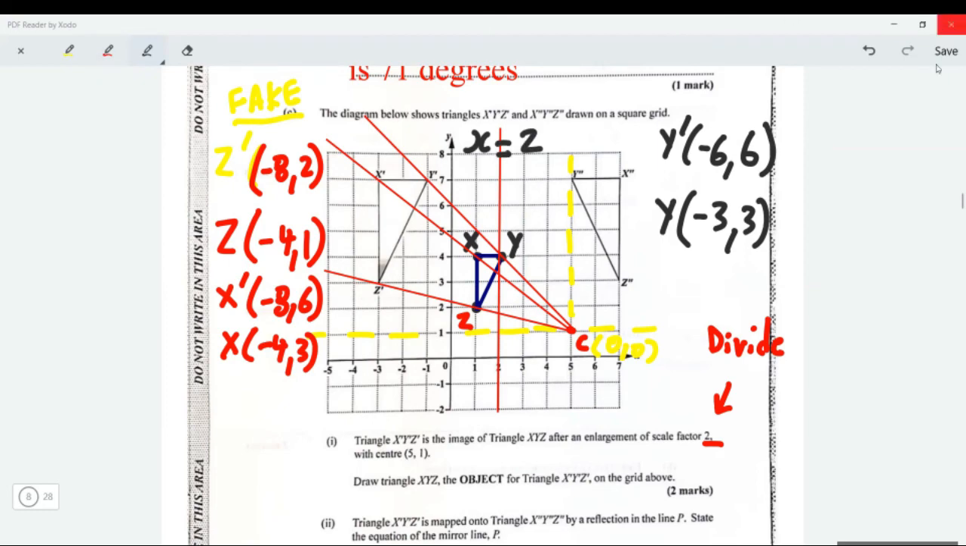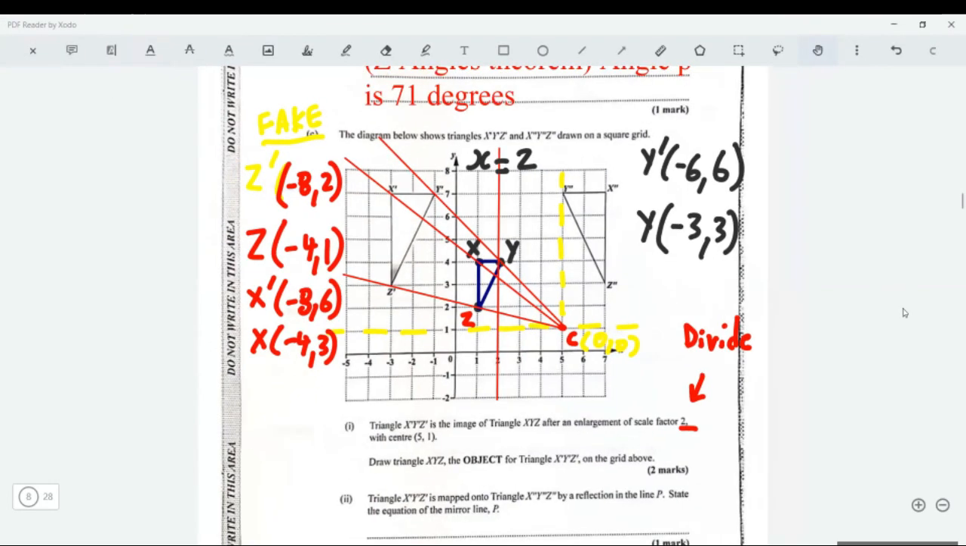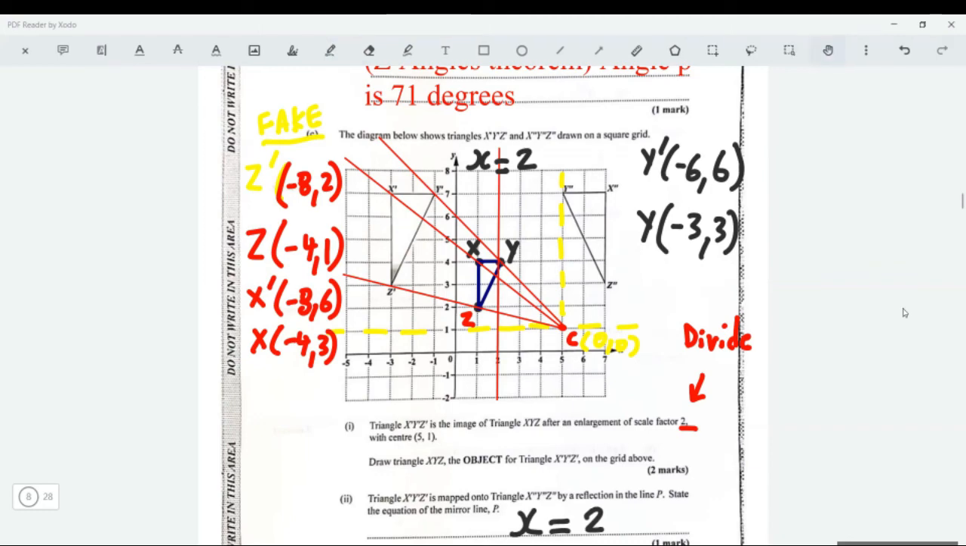Because as you can see, the distance from y prime to the mirror line is 3 units. And the distance from y double prime to the mirror line is also 3 units. So now we can write down and tell them that the mirror line is a line x equals 2. To state the equation of the mirror line, x equals 2. That's the equation of the mirror line. All right, really nice.